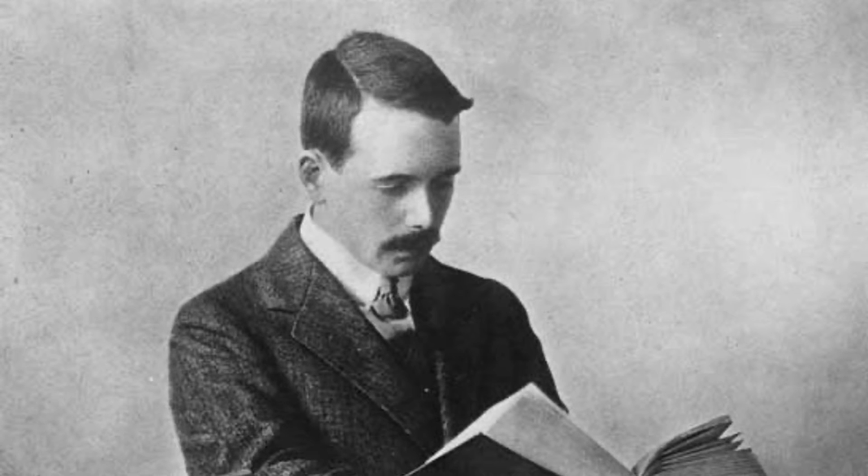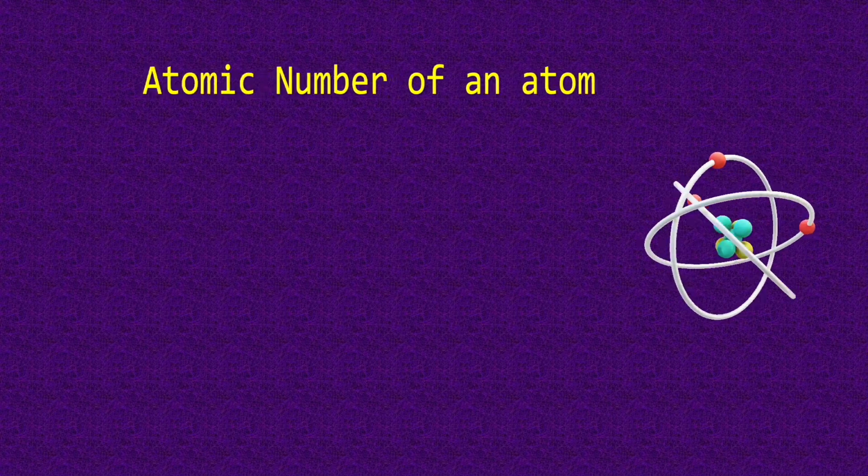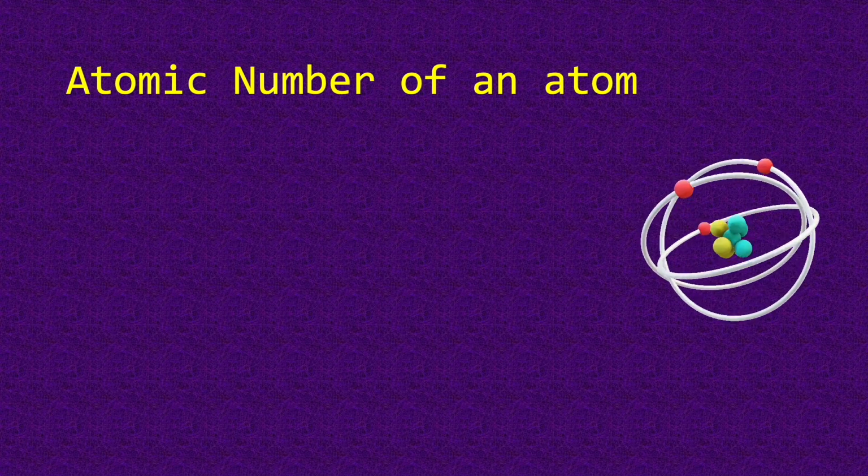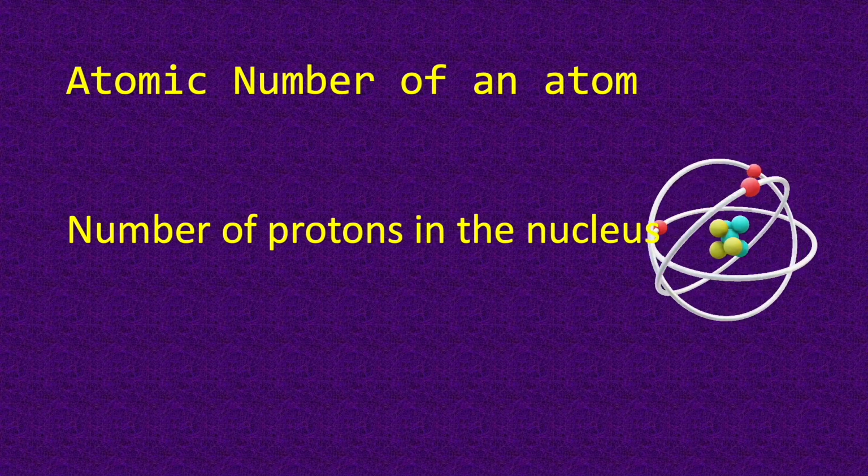Henry Moseley identified that atoms of each element have a characteristic number of protons. Like atoms of hydrogen have only a single proton in the nucleus. Moseley called the number of protons in an atom of any element its atomic number. Atomic number, the identity of an atom, is basically the number of protons in an atom.